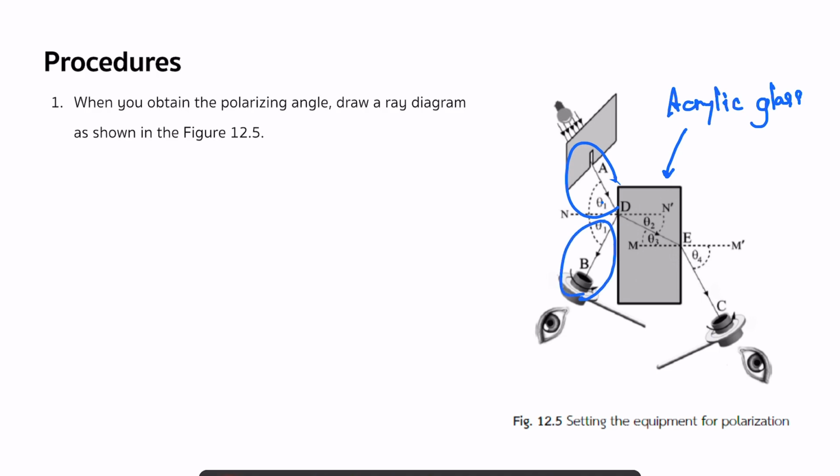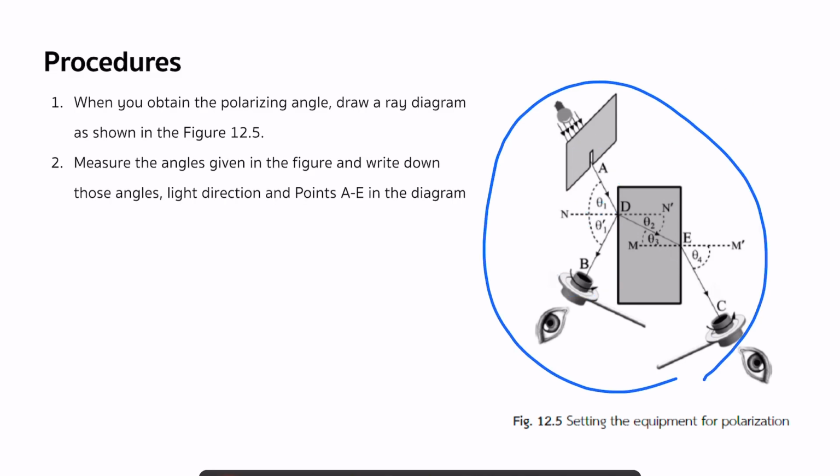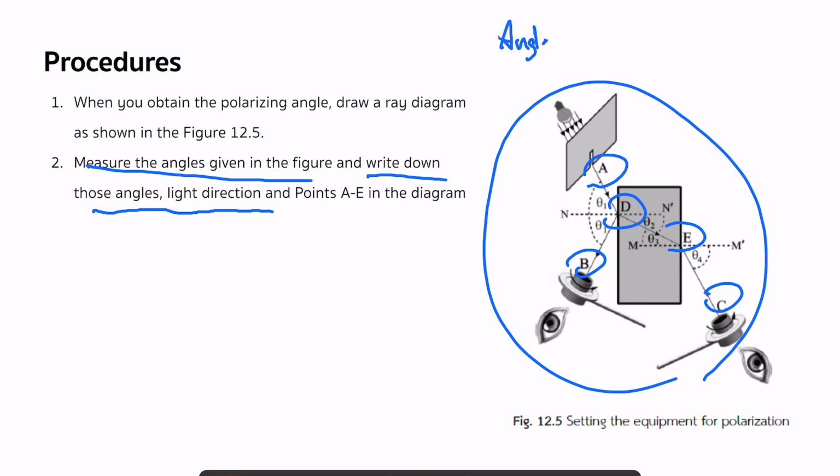Once you get the polarizing angle, you need to draw a ray diagram like this one and measure the angles given in the figure, and also write down those angles in the right direction and points A, B, C, D, E in the diagram as well. To measure an angle, one may use an app on a mobile phone such as Angle Meter or Protractor, which are available in the Play Store and App Store. Or you may print out the diagram and use a protractor to measure angles.